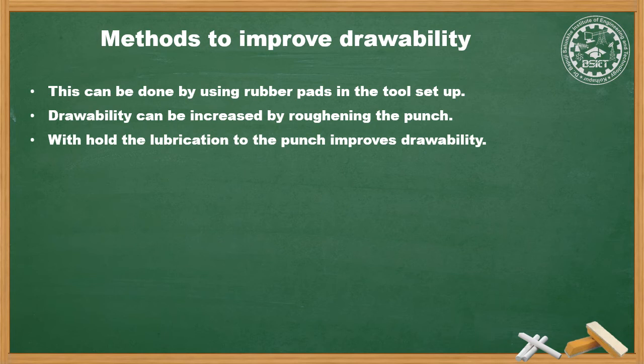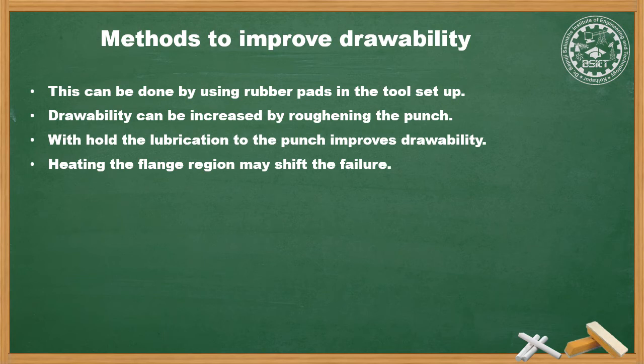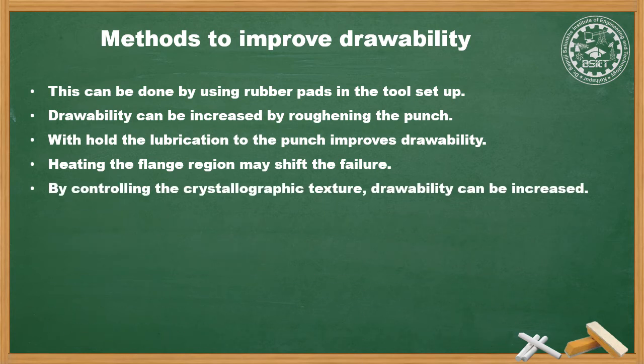Third, withholding the lubrication to the punch improves the drawability. That is, lubrication on the punch increases the drawability. Next, hitting the flange region may shift the failure. And last, by controlling the crystallographic texture, drawability can be increased. Crystallographic texture is nothing but the grain structure of the material. By controlling the grain structure of the material, drawability can be increased.